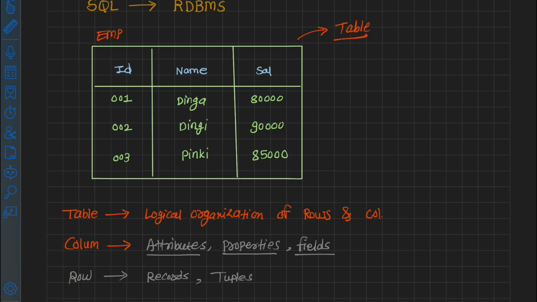After that, what is meant by cell? A cell is this part, only this part. A cell is nothing but the smallest unit of the table where we store the data. So these are the basic definitions of table, column, rows and cells.